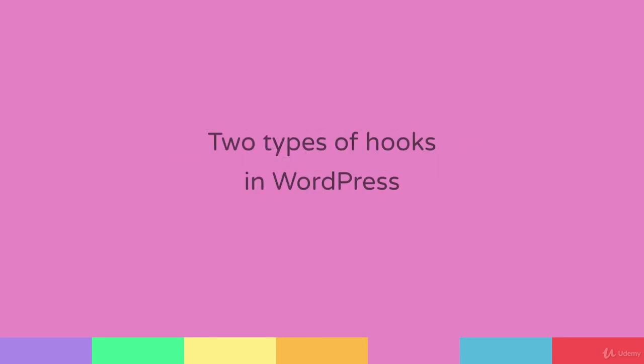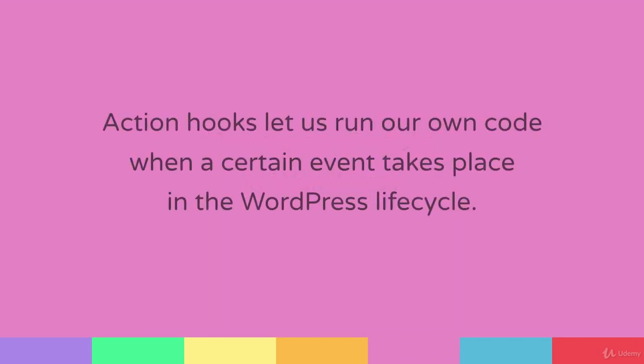There are two types of hooks in WordPress. We have action hooks, which let us run our own code when a certain event takes place within WordPress. And we collectively call this group of WordPress events the WordPress lifecycle or runtime. We'll look at this in more depth, but what is important to remember is that action hooks are triggered when an event takes place, and then we get to execute our own code.